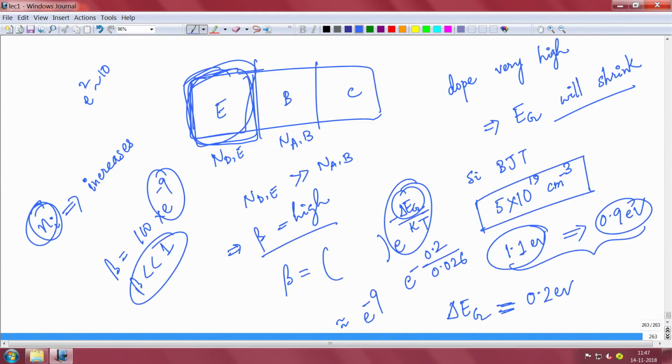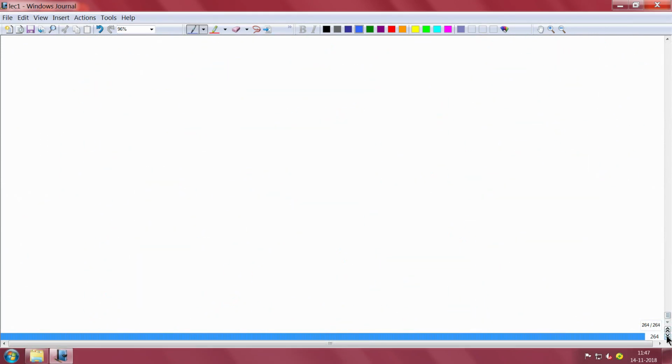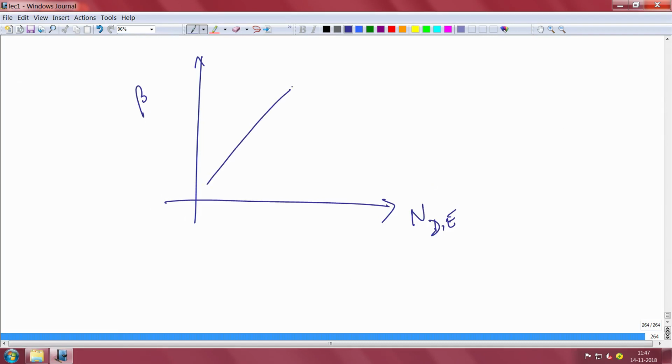So essentially what I am trying to say is that if you plot the gain beta versus the doping in the emitter, then with higher emitter doping, your beta increases. But at one point when the emitter's band gap starts to shrink, this gain will come down, right? So you cannot dope arbitrarily, this is doping, right?